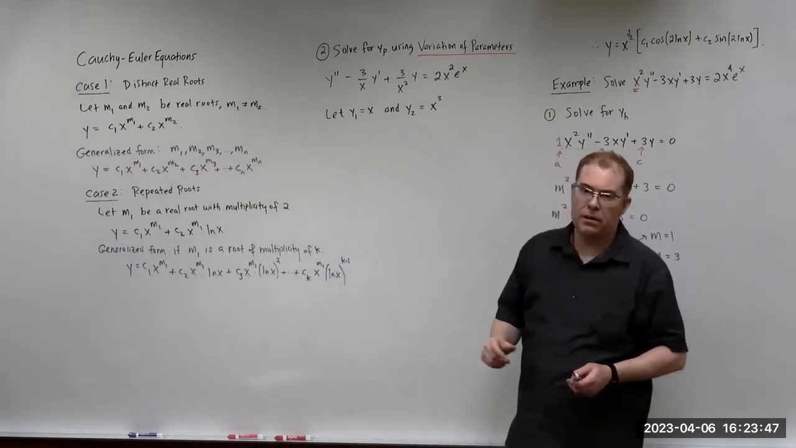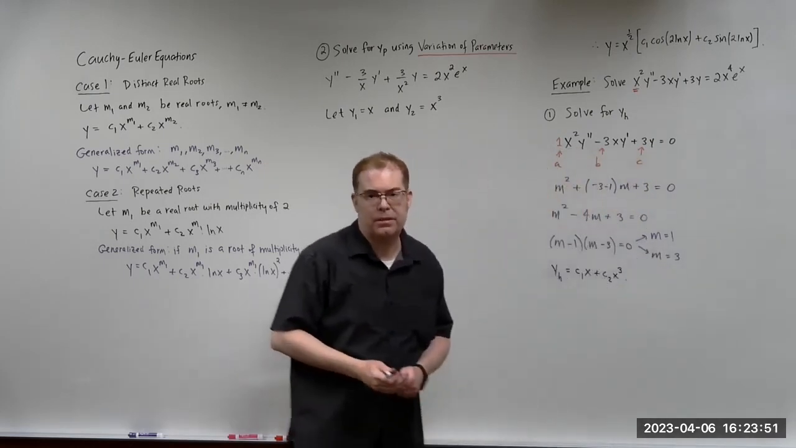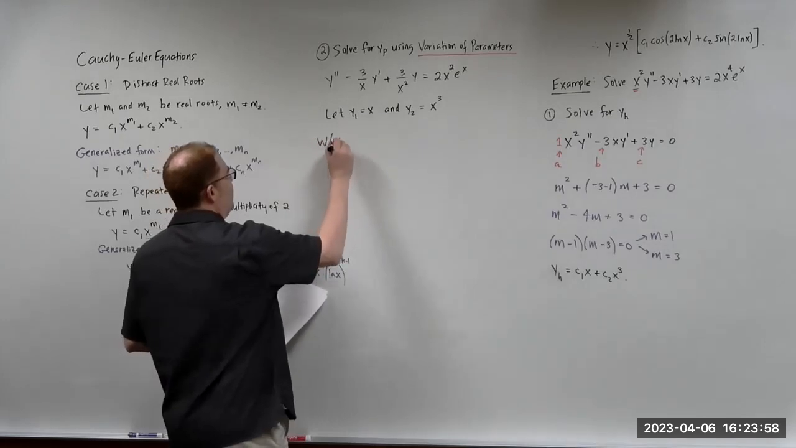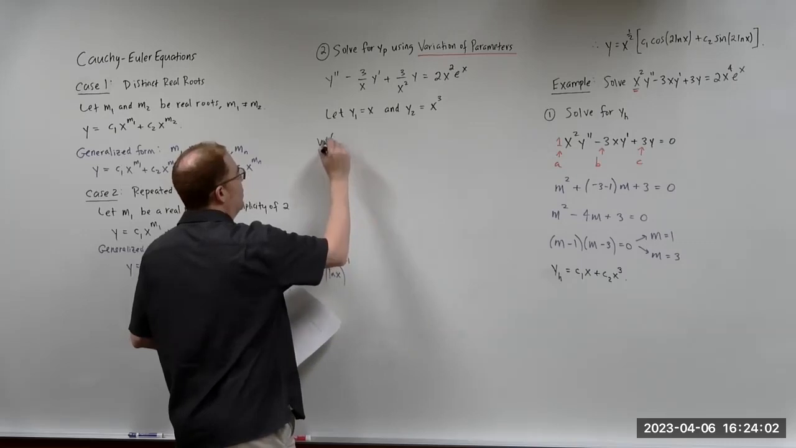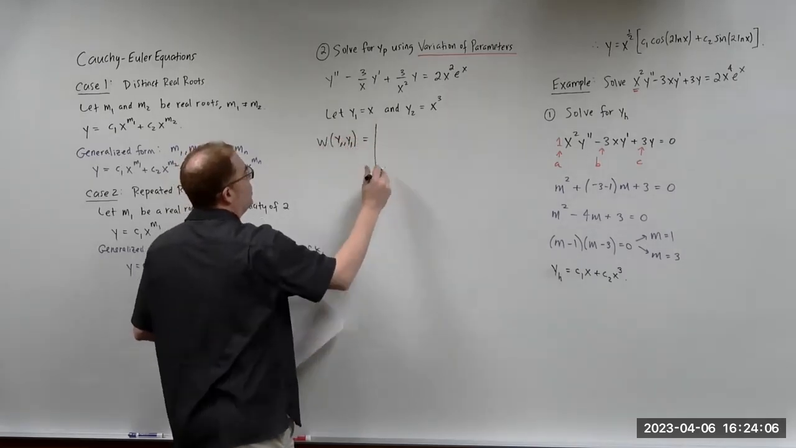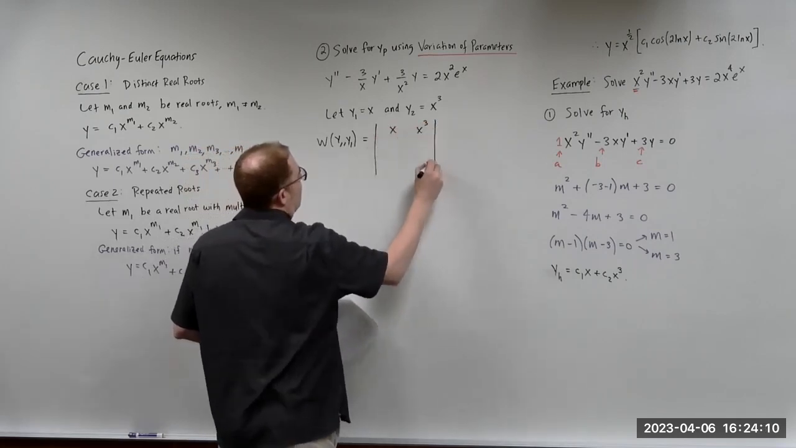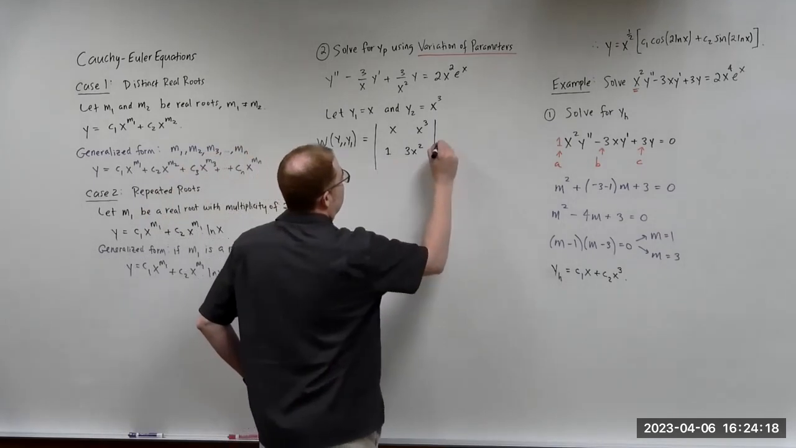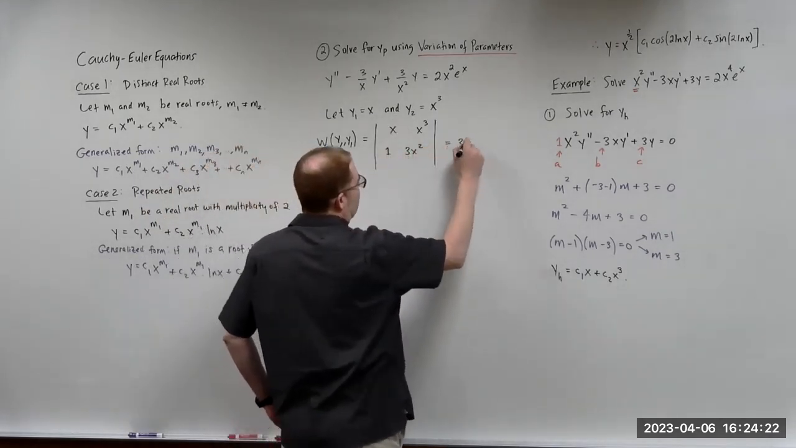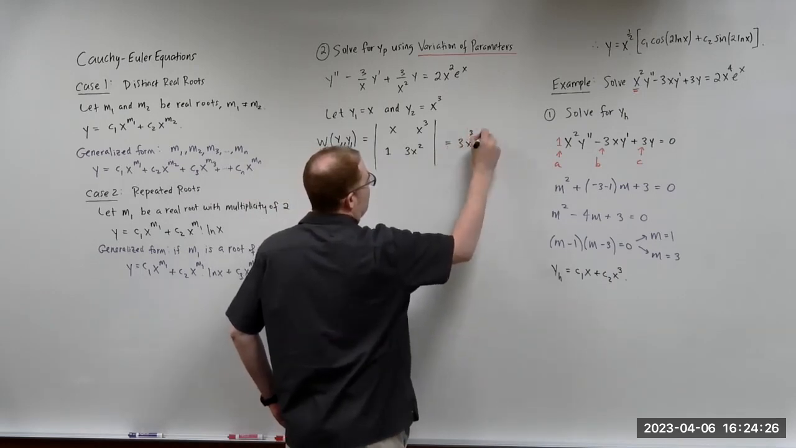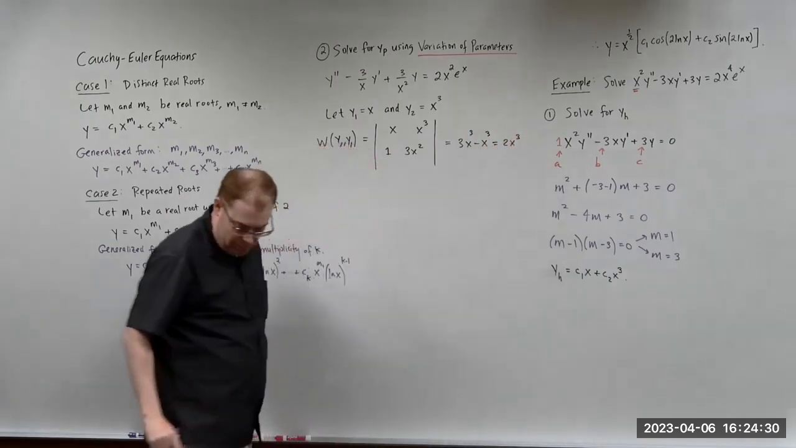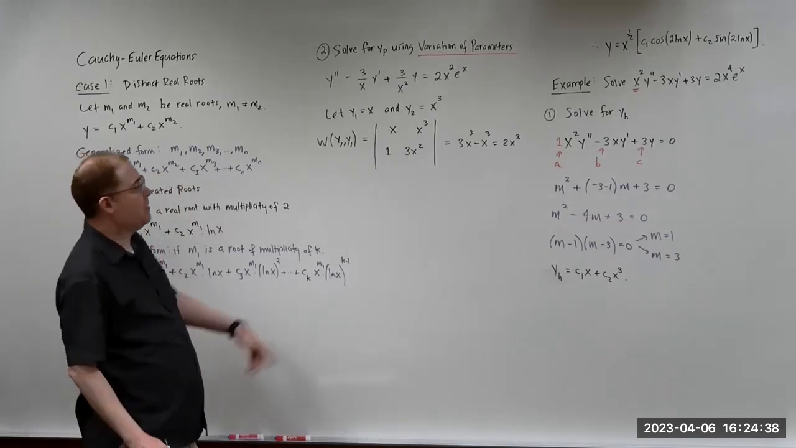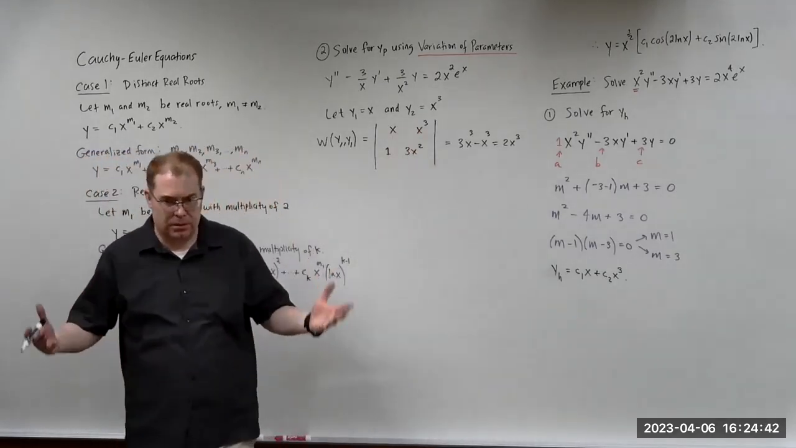We need to figure out the Wronskian. If you switch these around, the Wronskian will be a negative value, so it really doesn't affect the general solution. Remember that we need to find the Wronskian of these two functions. The derivative of x is just 1, the derivative of x cubed is 3x squared. So we get x times 3x squared, which gives us 3x cubed minus x cubed, and that's going to give us 2x cubed. This shows us that these are linearly independent as long as x is not equal to 0.